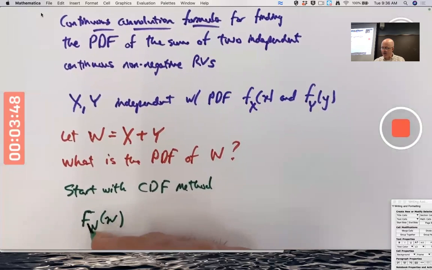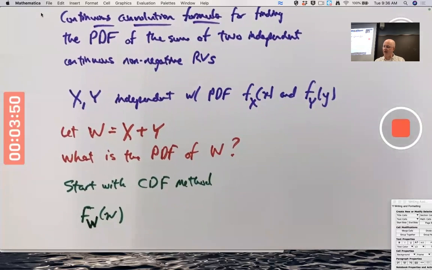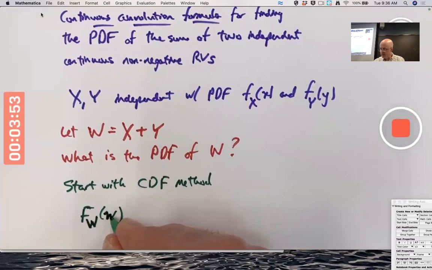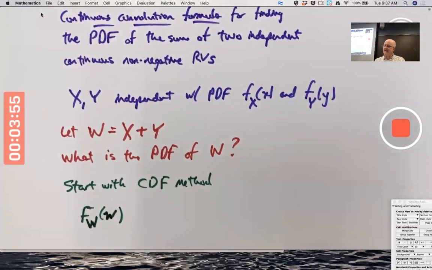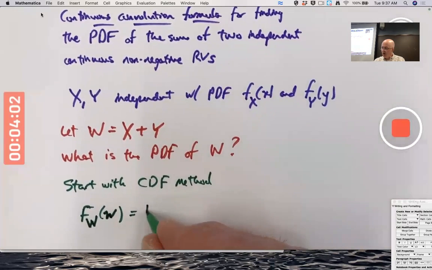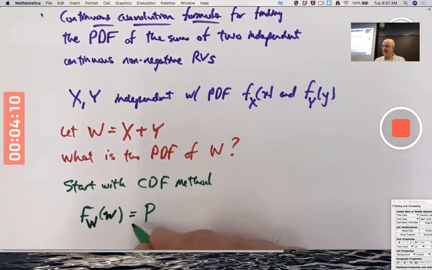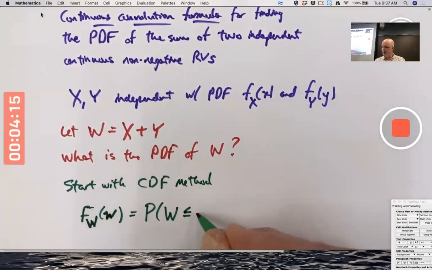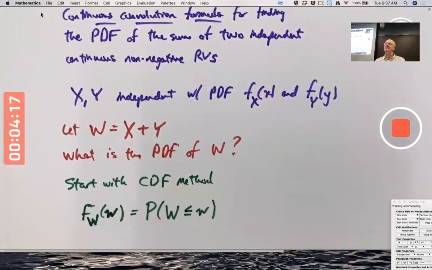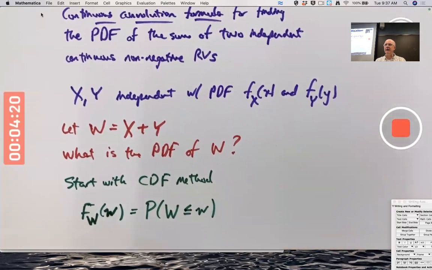So capital W is my random variable that is the sum of capital X and capital Y, and little w is the variable for the CDF and PDF of capital W. As always, remember this is always true whether your random variable is continuous, discrete, or mixed. The CDF is the probability that the random variable is less than or equal to the given input for this function, little w, as always. The way you compute it after this point is what changes.